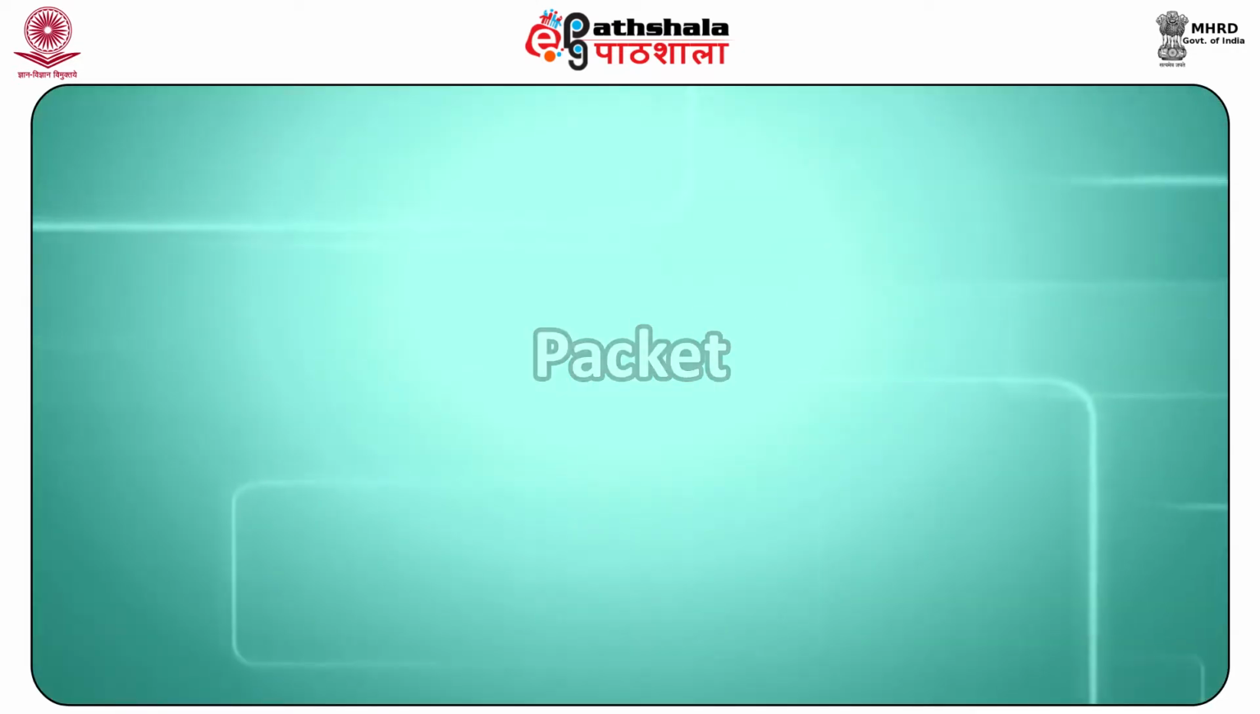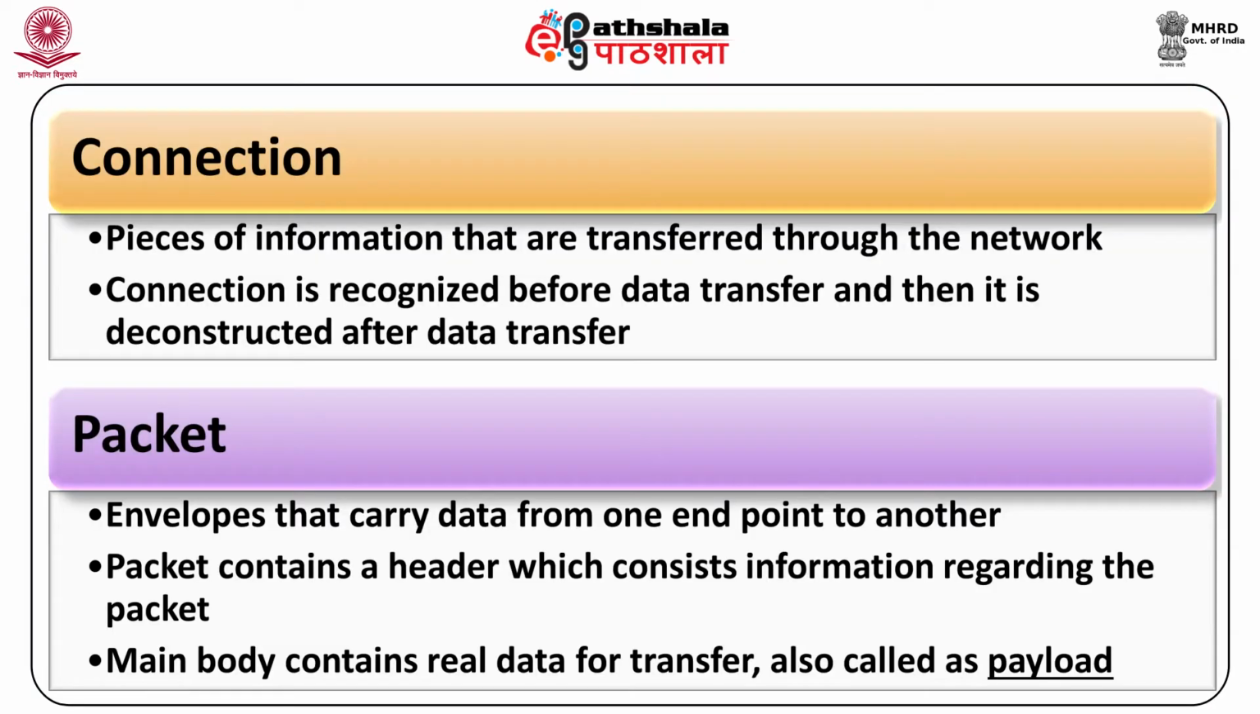Second, packet. A packet is one of the basic units that is transferred through a network. Packets can be considered as envelopes that carry the data from one endpoint to another. If seen the structure, a packet contains a header which consists of the information regarding the packet including its source and the destination, timestamps, network hops, etc. The main body of the packet contains the real data that needs to be transferred. It is also called the payload.